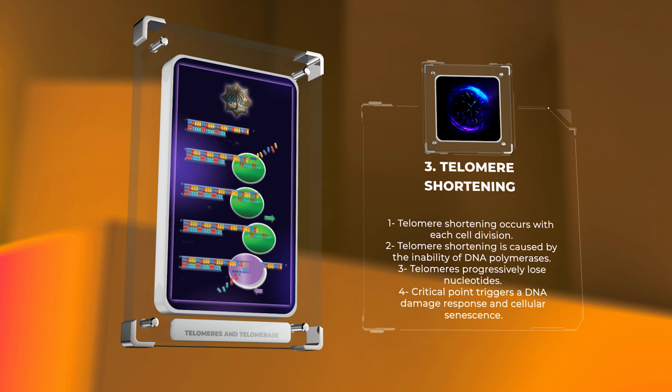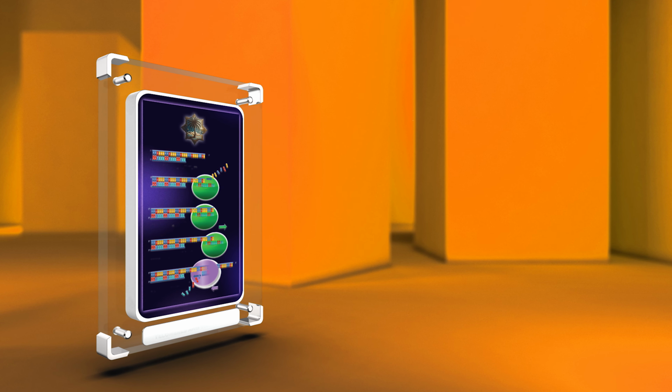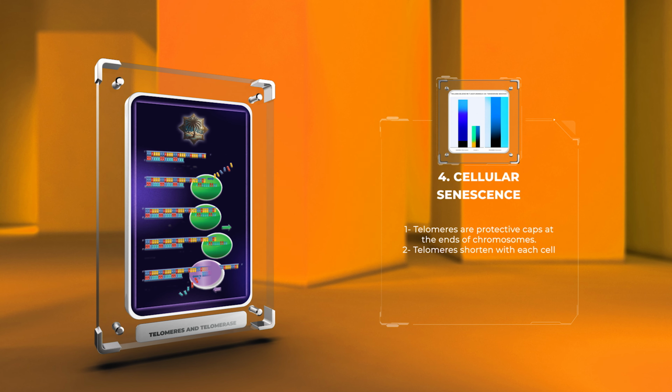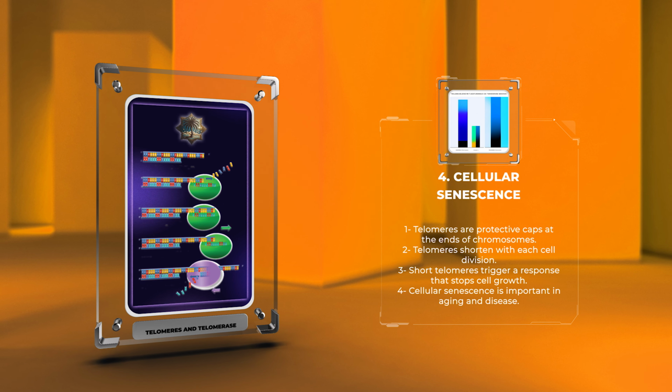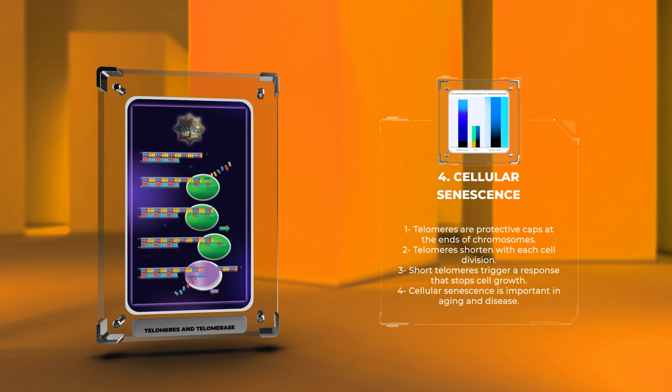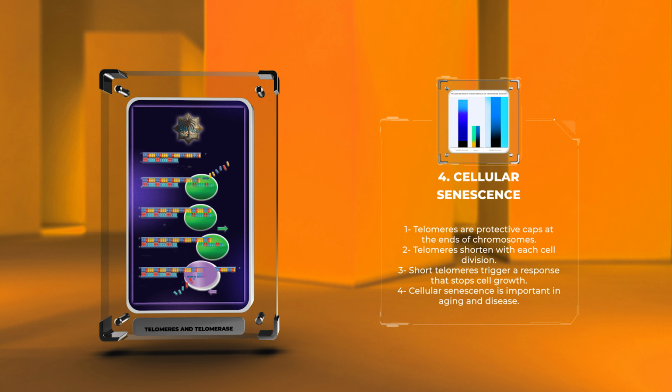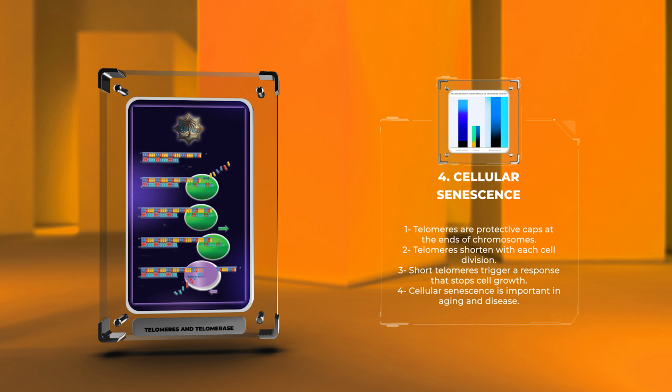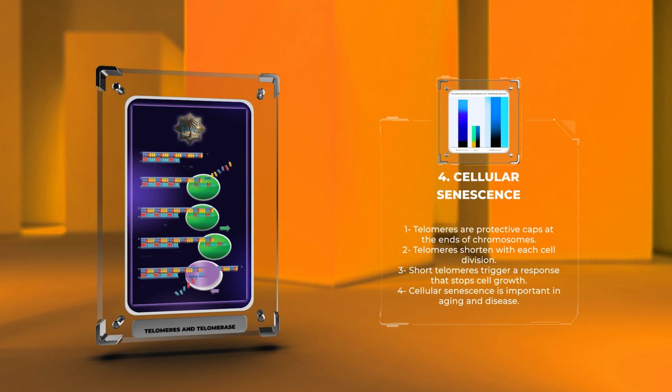and cellular senescence. Telomeres are protective caps at the ends of chromosomes that shorten with each cell division. When they become too short, they trigger a response that stops cell growth, preventing damaged DNA from replicating. This process, called cellular senescence, is important in aging and disease.